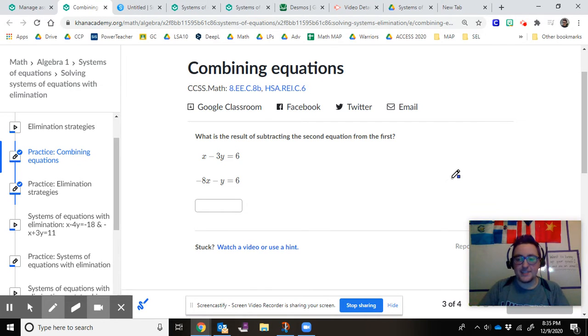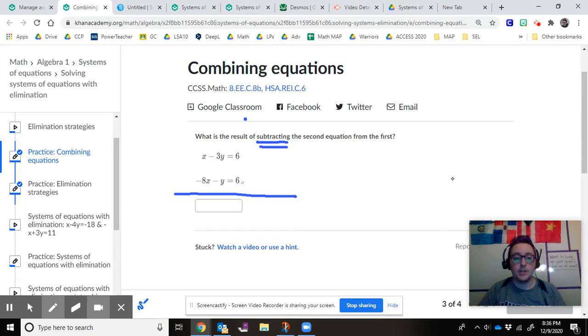All right, guys, this is assignment number 3, combine equations. This one you have to be a little bit careful with. It says, what is the result of subtracting the second equation from the first? The reason you have to be careful is sometimes these say subtracting and sometimes they say adding. So you have to make sure that you're doing the right one. In this case, it says subtracting, so I'm going to subtract.